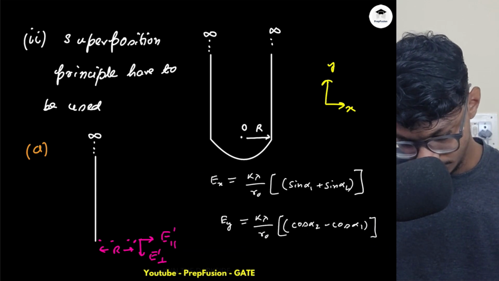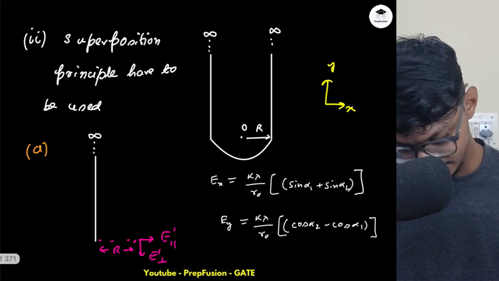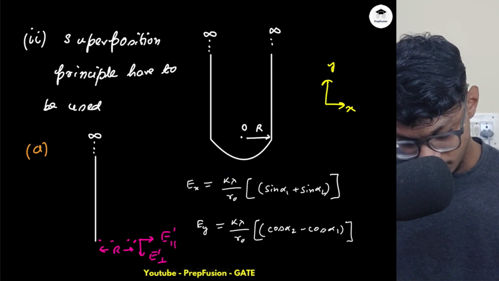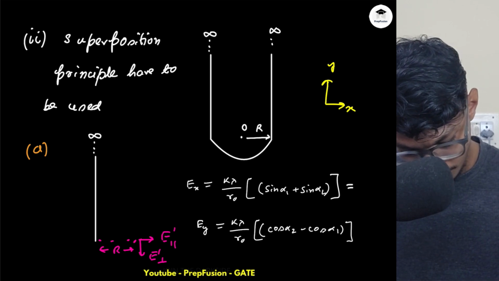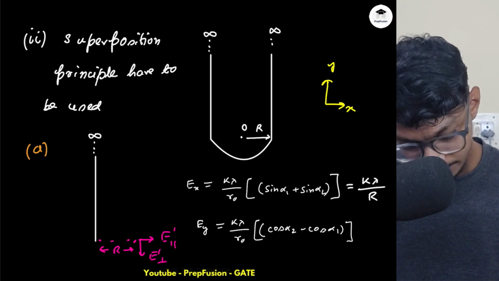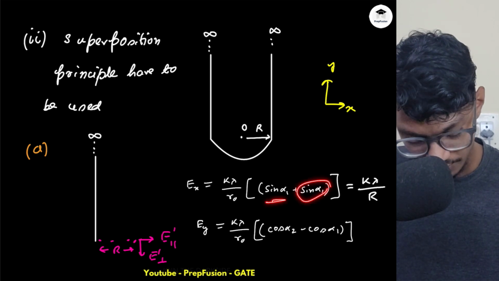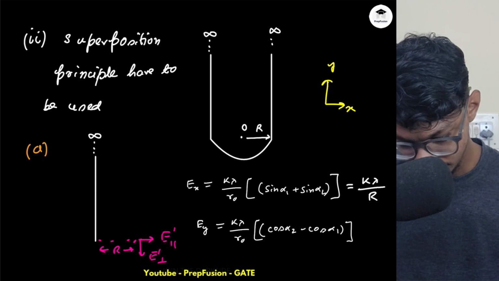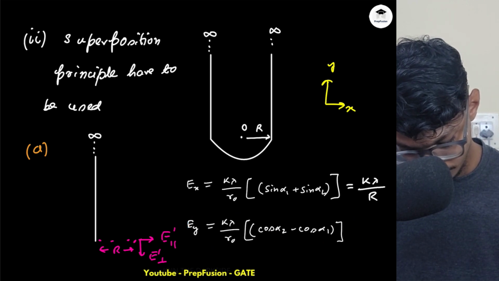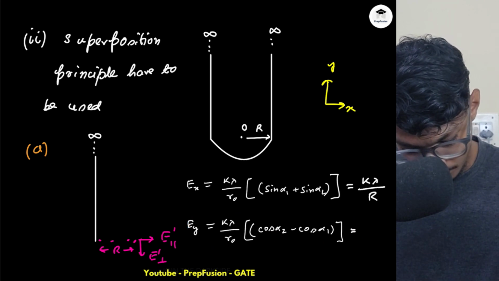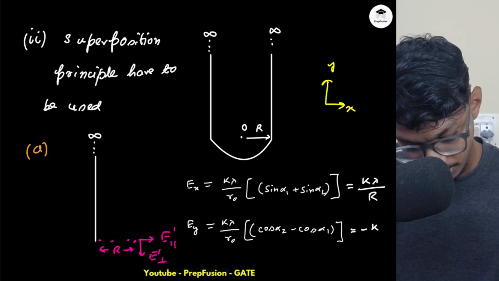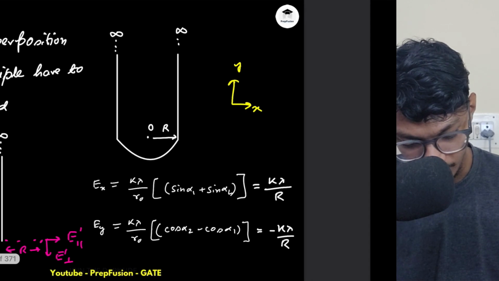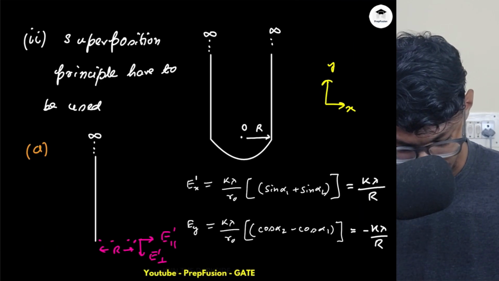Here, this is not actually E perpendicular or E parallel, I can say Ex and Ey also. In our case, alpha 2 is 0, so it will be simply k lambda by r, because alpha 2 is 0 and alpha 1 is 90. What about this Ey? Alpha 2 is 0, so it will be minus k lambda by r. But I will write the directions by myself.